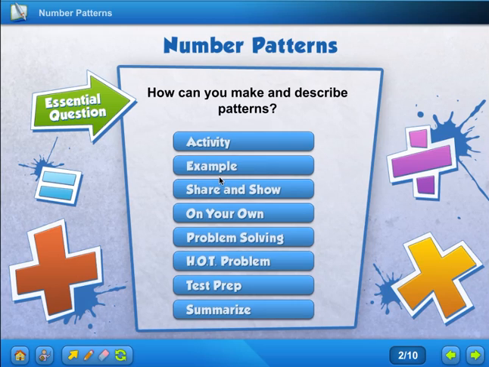Hi everyone, today we're on lesson 5.6 and it is on page 215 in your colored math book. We're going to look at number patterns today. The question they're asking us is how can you make and describe patterns? So let's try the first activity. I think you'll like this one.